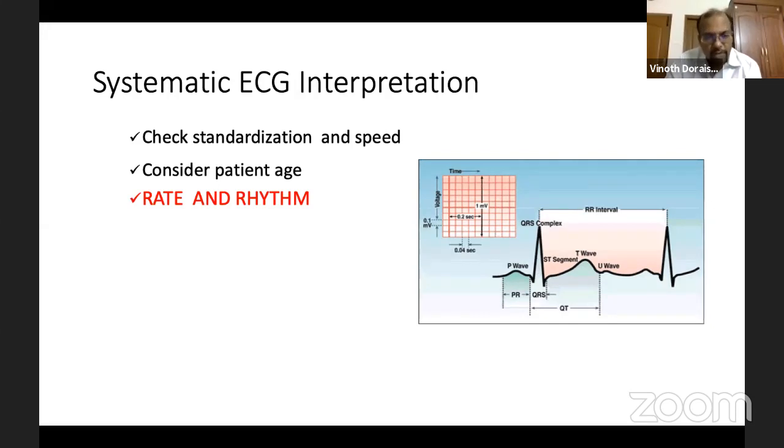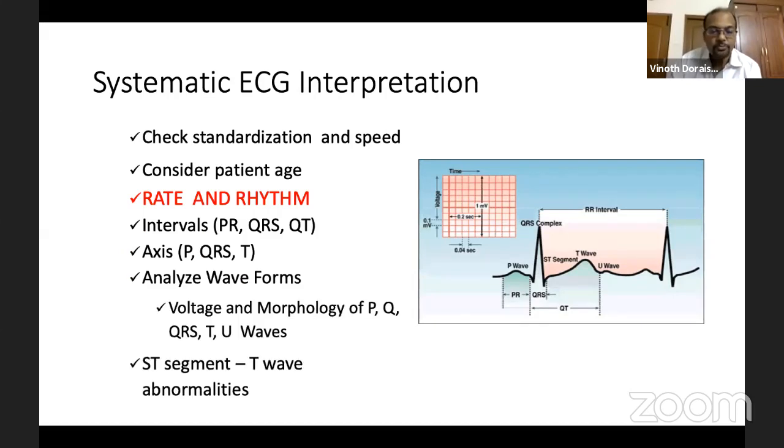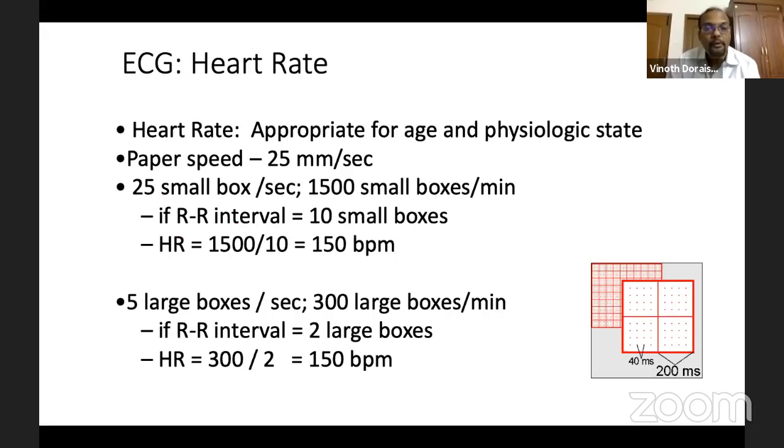And we have to know what is the calculated rate of the ECG and see if it's a sinus rhythm or not. And we'll deal with this in the subsequent slides. Then the intervals. I told you the PR interval, QRS interval, and QT interval. Axis, you can calculate the QRS axis, the P axis, and the T axis. Then analyze each and every waveform and look for ST segment abnormality. So we'll go through each of these one by one.